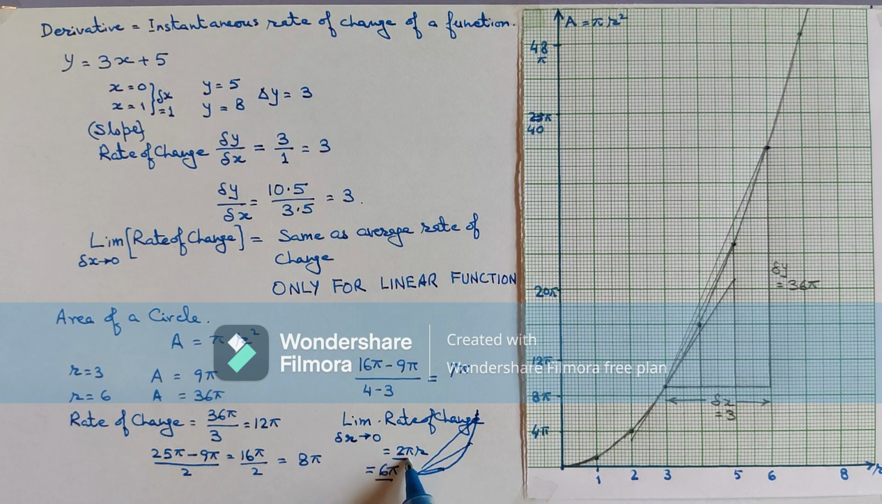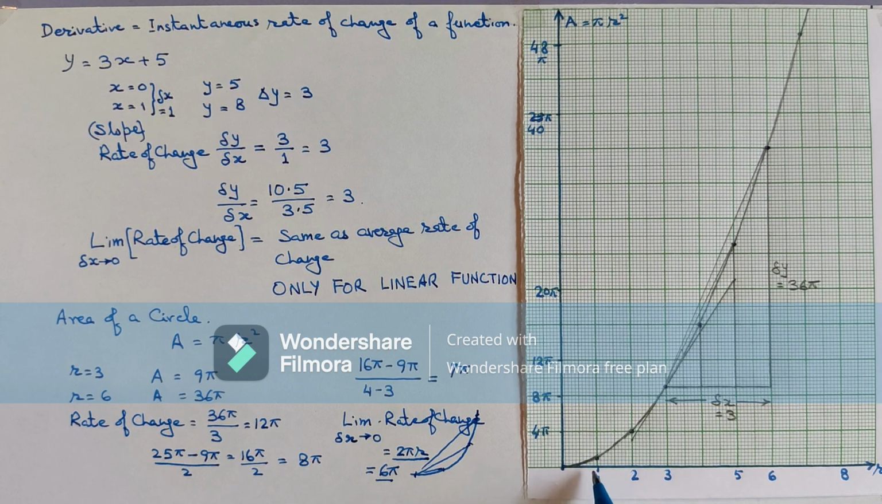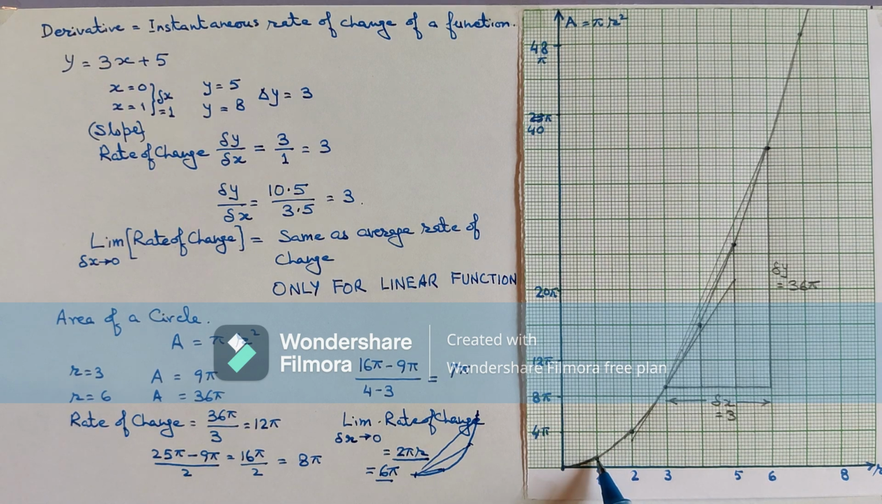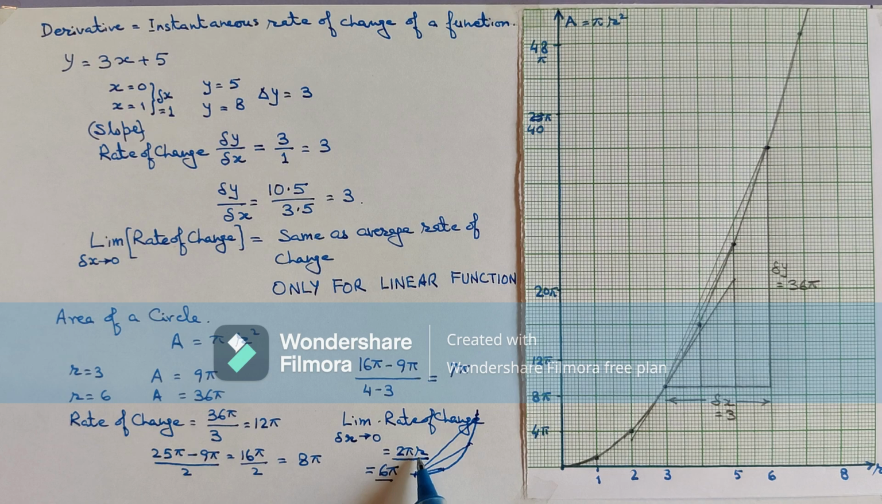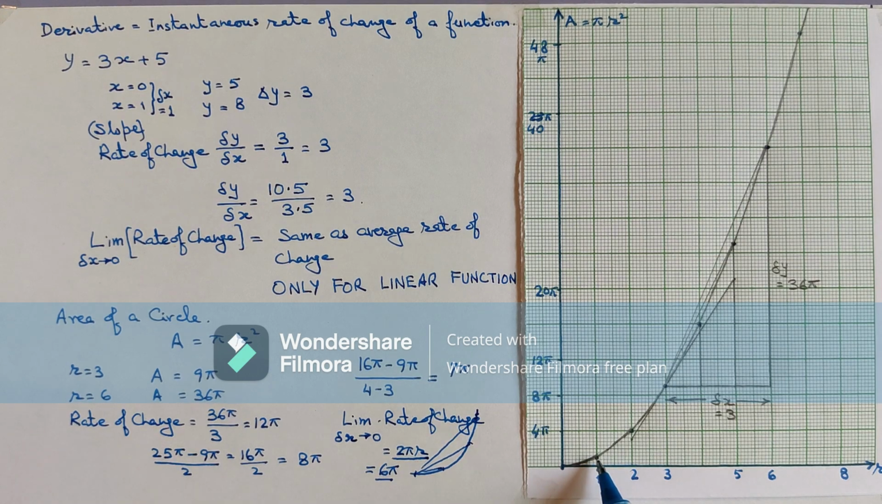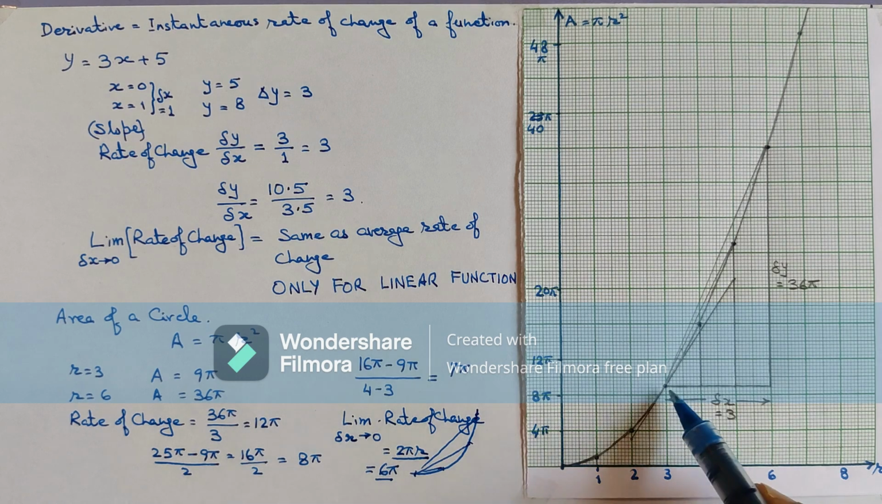Since I did the calculation and I got a result of 2 pi r, I can change the value of r. If I take this point instead, r is equal to 1, and I want to find the instantaneous rate of change at this point, if I were to draw a tangent, the rate of change at this point will be 2 pi r, with r equal to 1, so it will work out to 2 pi. The slope of the curve at this point, which is the slope of the tangent at this point, will be only 2 pi. The slope of the tangent at this point works out to 6 pi.